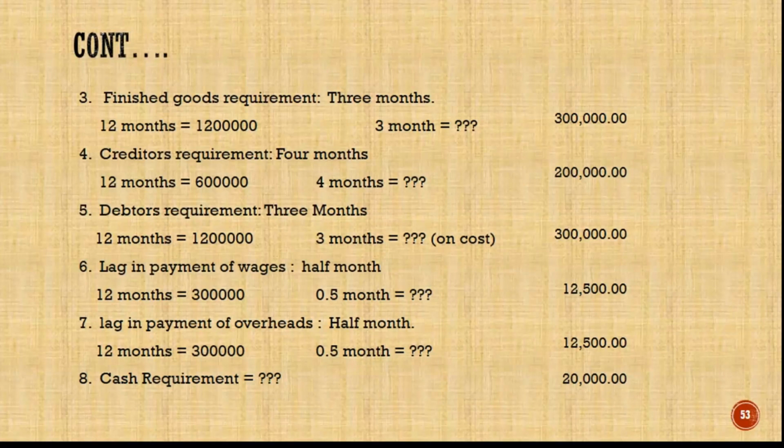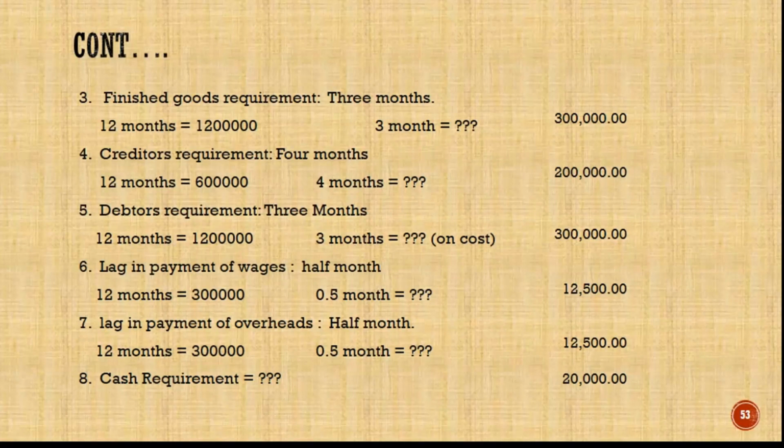Debtors requirement is 3 months. Again on cost we are calculating this debtors requirement. That means base is 12 lakh. For 3 months it is 3 lakh. Lag in payment of wages, half month requirement. So for 12 months, it is 3 lakh. This is nothing but based on the direct labor cost. And the requirement is for half month, that is 12,500.